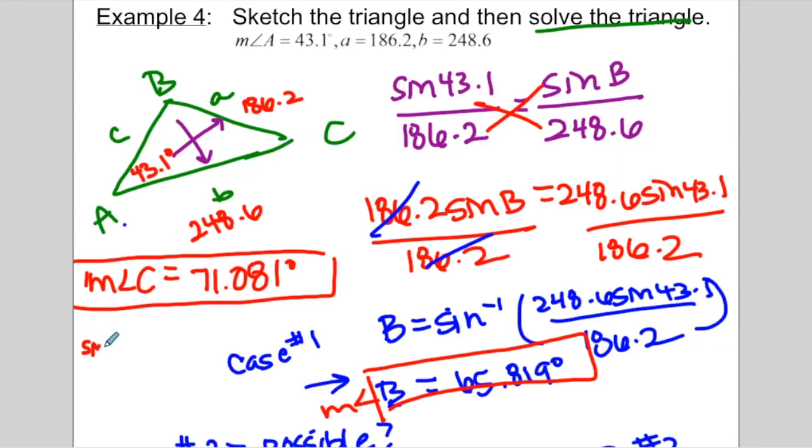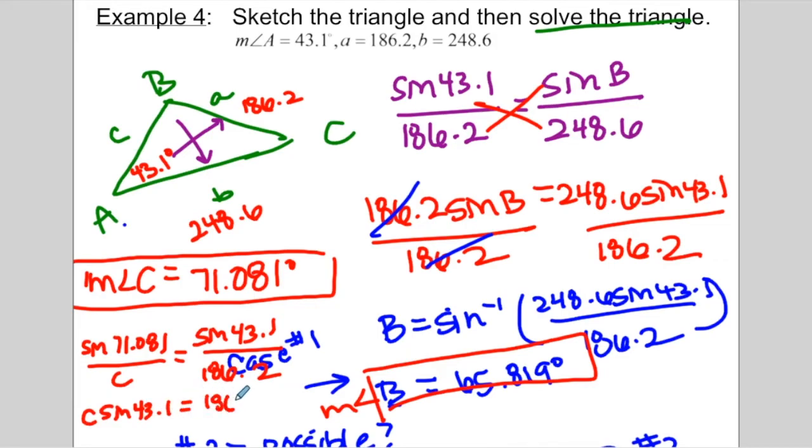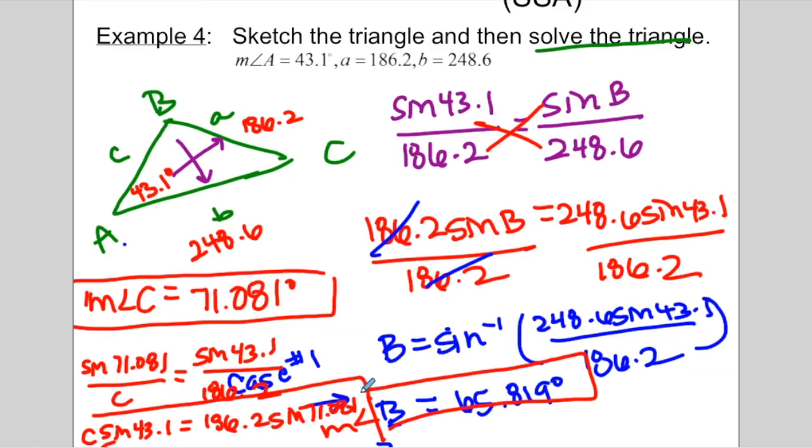I have to use my sine of angle C, 71.081, over little c, equals sine of 43.1 over 186.2. So I would cross multiply, okay? And when I cross multiply, I would have C sine of 43.1 equal to 186.2 sine of 71.081. I am so sorry, it's getting so crowded here. Okay, so I would divide both sides by sine of 43.1, and I get side C from here.